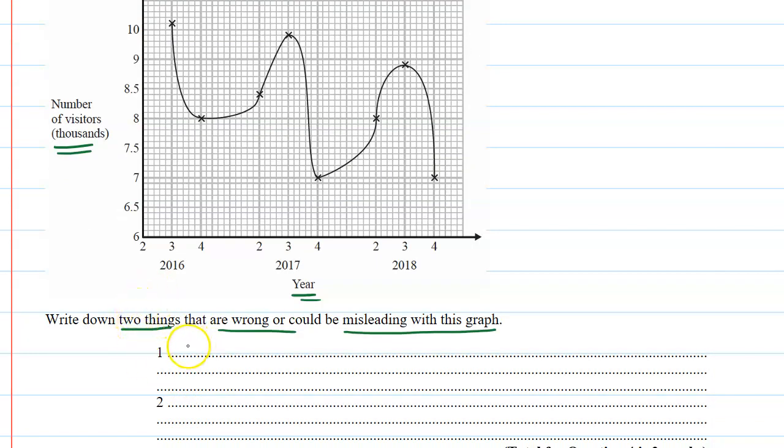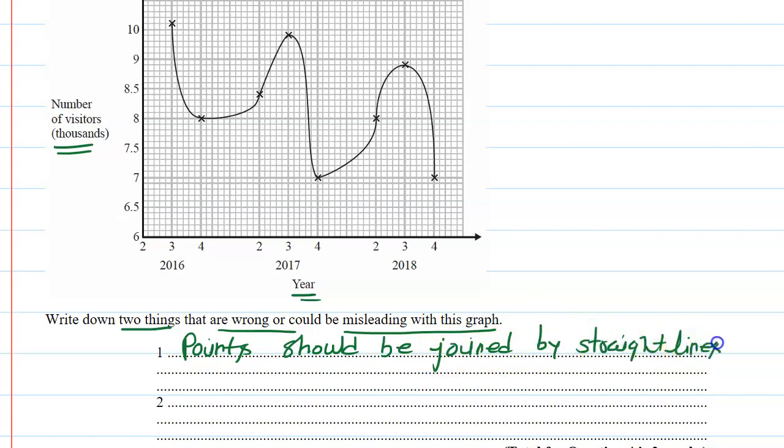So the first thing he should have done, these points should have been joined with a straight line. So let's write down here, points should be joined by straight lines. That is the first thing we have noticed here, which he did not use. Second thing, the first quarter is not shown.